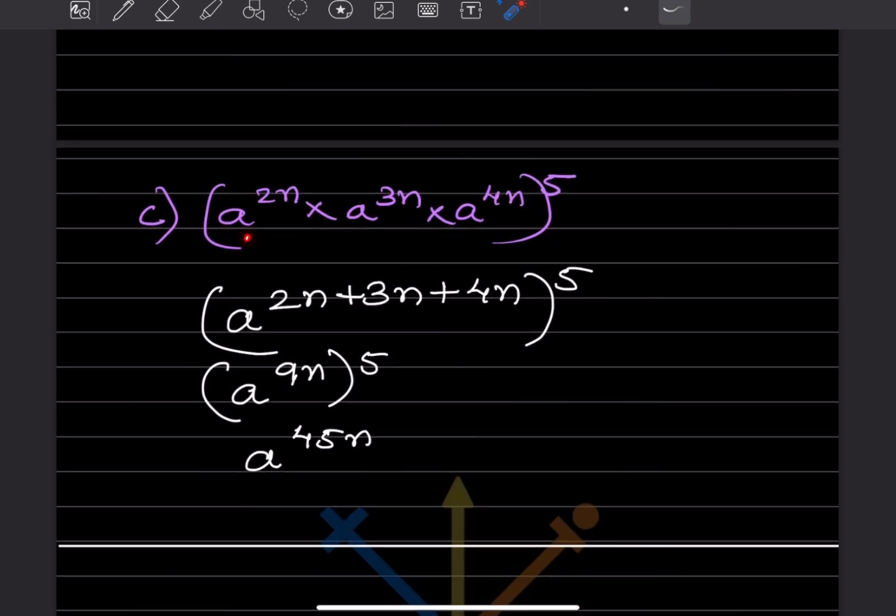Now here we can see all the bases are the same, A. So we can just add the indices. So 2n plus 3n plus 4n raised to 5. So that is going to be 9n raised to 5. So this will be a raised to m raised to n, that is a raised to mn. So that is going to be 9 5s are 45n.